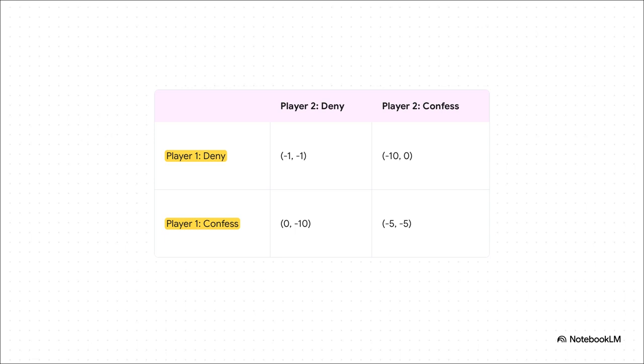Your choices, deny or confess, are on the left. Your partners are up top. So if you both deny everything, you each get a light sentence, just 1 year. But if you confess and they stay quiet, you walk away free and they get slammed with 10 years. And if you both decide to confess, you both get 5 years.